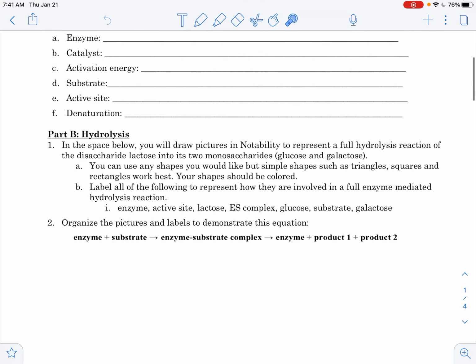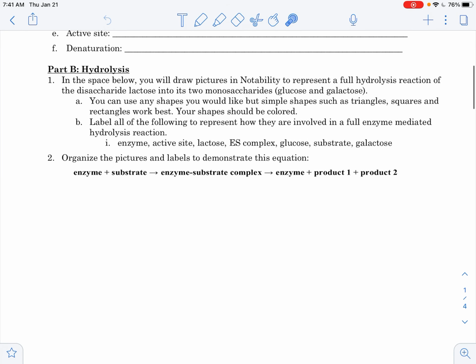So here's the enzyme activity. You're going to define some stuff. But here it's asking you to draw, in Notability, a hydrolysis reaction, okay? Remember, a hydrolysis reaction is one that's breaking things down. So you're going to have one substrate that gets broken down by your enzyme into like two products, okay? And so you're going to draw the enzyme, a picture of it, and the shape of the substrate, and then show them together like an arrow, and then show the enzyme, which is the same shape, and show two products, two shapes. So take whatever shape you use for A, split it in half and show products, okay?